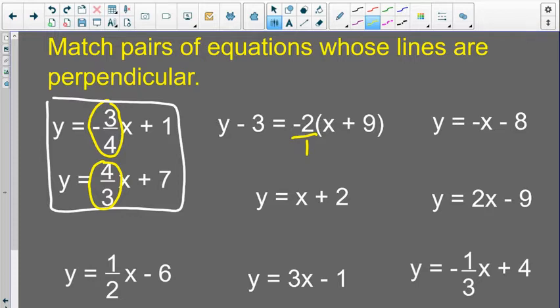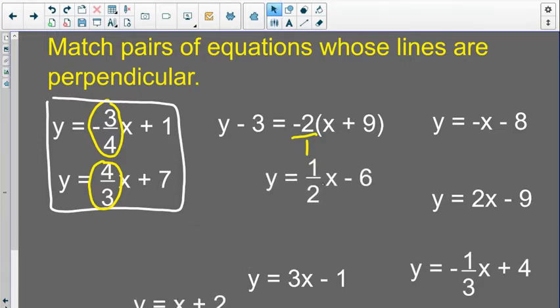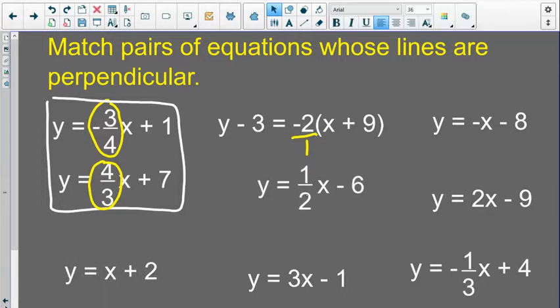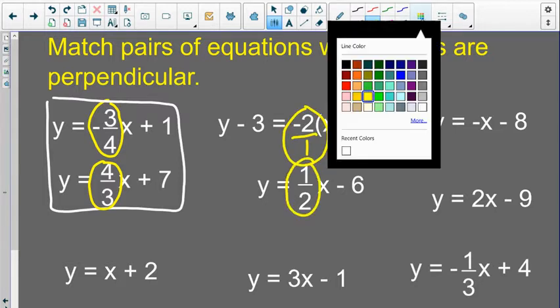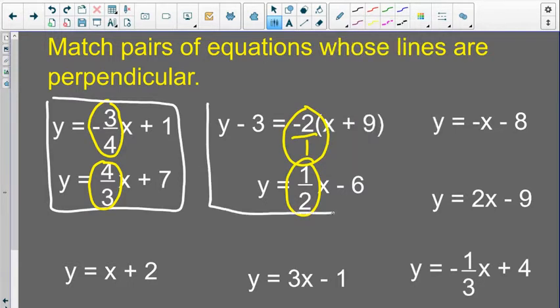So what would the opposite reciprocal of this be? Well, I'd have to change it to a positive, and I'd also have to flip the numbers around so that it's 1/2. So I'm looking for an equation that has a slope of 1/2, and I see I have that down here on the bottom. Positive 1/2, negative 2/1. Those slopes are opposite reciprocals, so I have two more equations of lines that are perpendicular. See if there's any others.